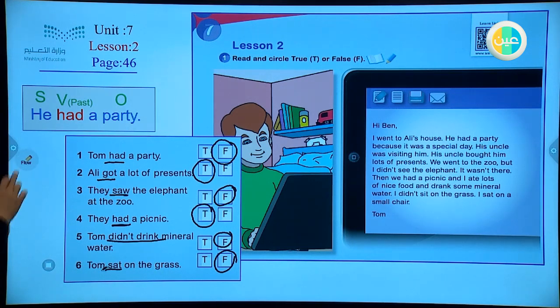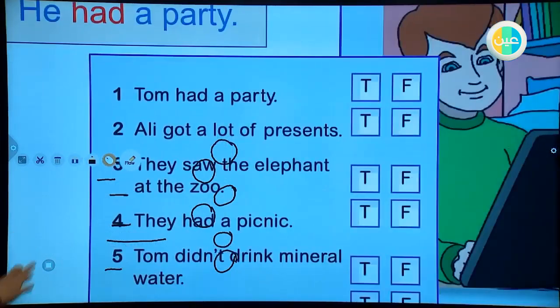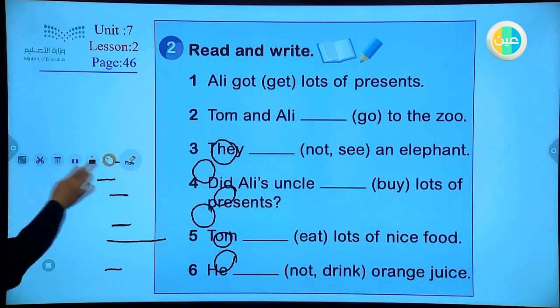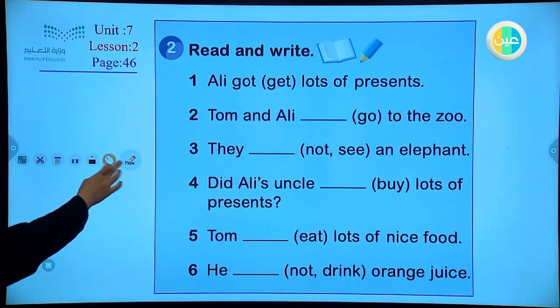Okay, let's move. Okay. Okay. All right.